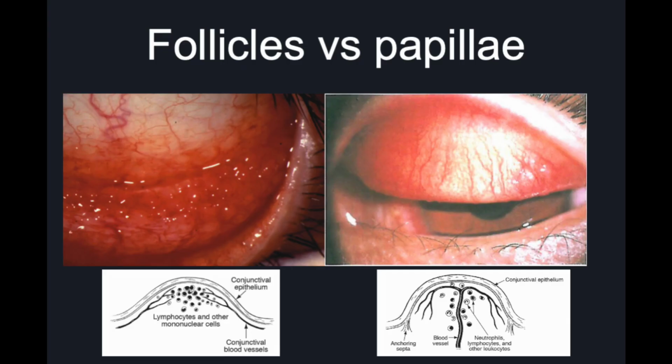Okay, so what is the difference between a follicle and a papilla? Here are two pictures that will help you differentiate the two. Papillae usually are fibrovascular, and follicles are lymphoid.